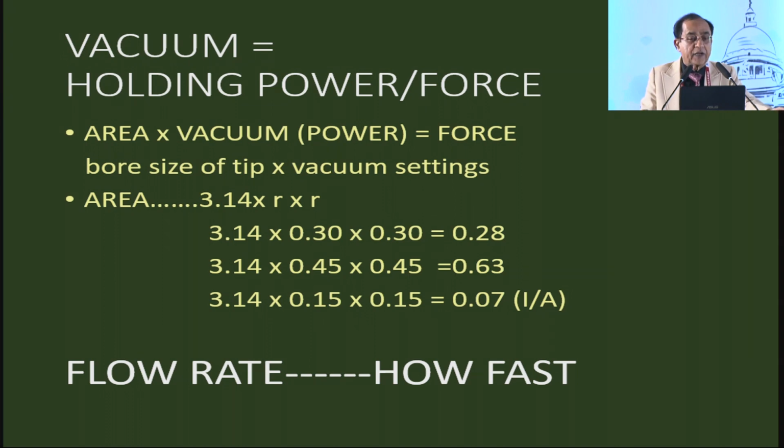And the flow rate decides how fast things will happen. Suppose you have preset a vacuum at 500, how fast it will reach there and how fast things will flow towards the tip is decided by the flow rate. So the vacuum decides the holding power and the flow rate decides the speed. If you are removing things which you don't need holding for, like the epinuclear plate, a lower vacuum setting will work, but you need a good flow rate.